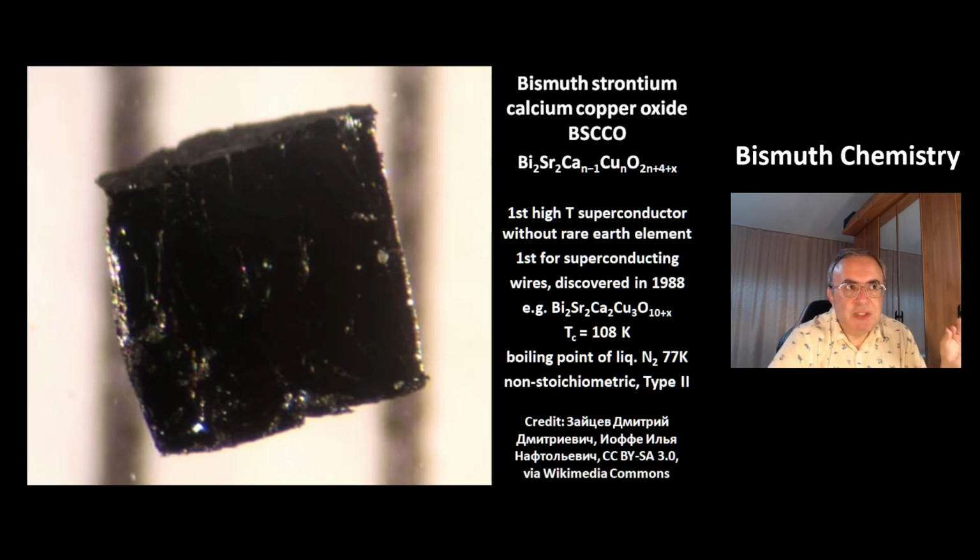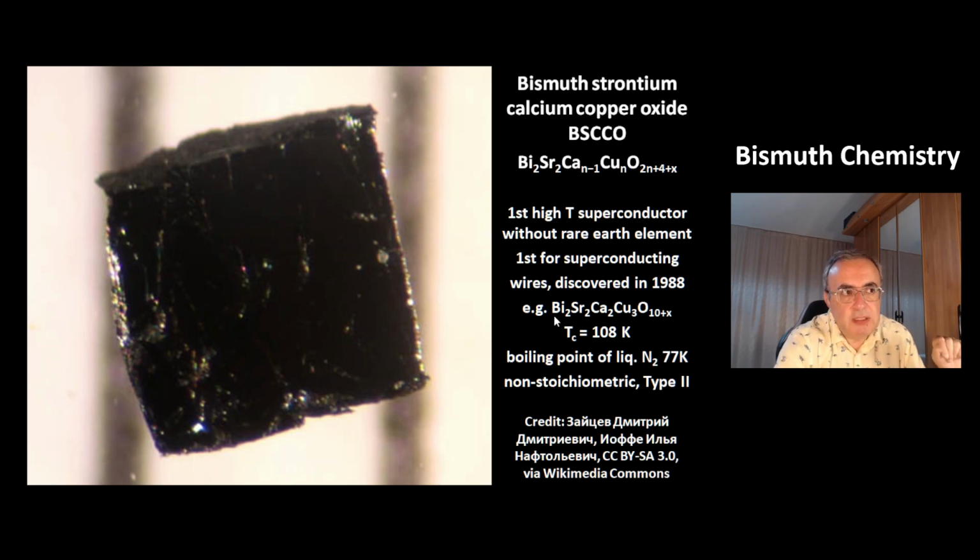This is bismuth strontium calcium copper oxide, also called BSCCO. I've made another video about superconductors. You can check it out if you're interested. This was the first high temperature superconductor that contained no rare earth element, and it was the first superconductor that was used for making wires. It was discovered in 1988.